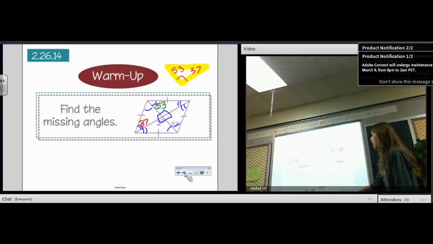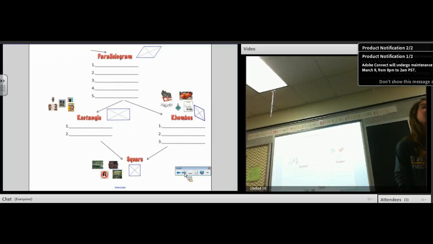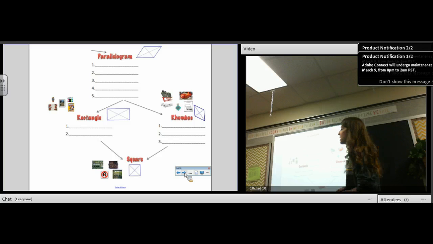Okay, let's look at our family tree. Jenny, stop lying. You didn't look in the absent work folder yet? Of course you did. Rectangle, rhombus, square, but you get to use your family tree.